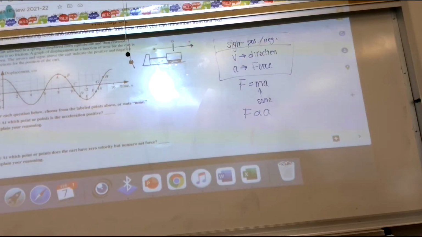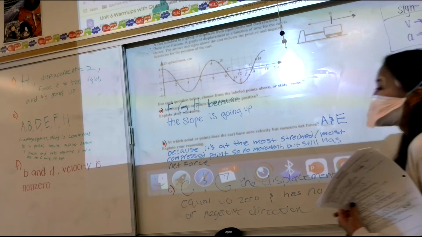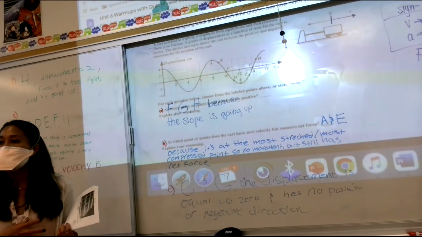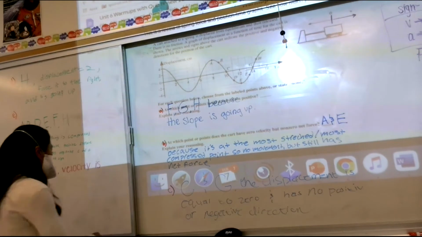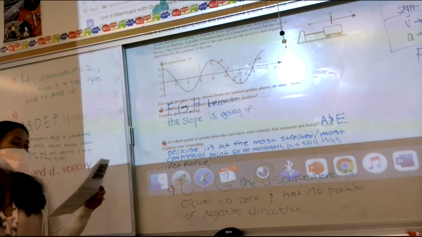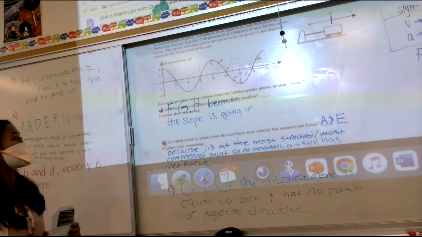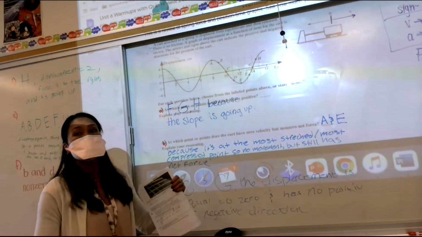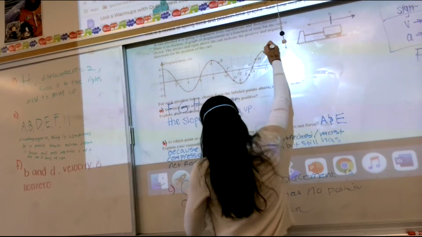This is a complicated concept because we're tying in our new topic of waves into our old topic of force and motion. But let's start with problem number 1. It says, at what point is the acceleration positive? This group said F, G, and H because the slope is going up. So they said this section right here.